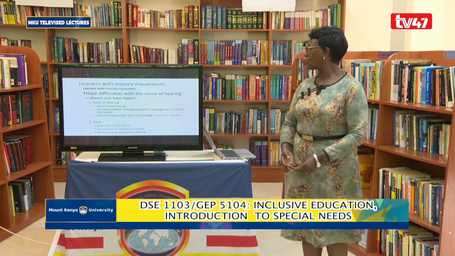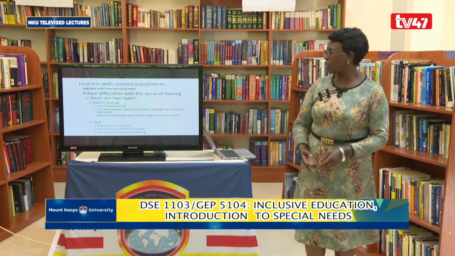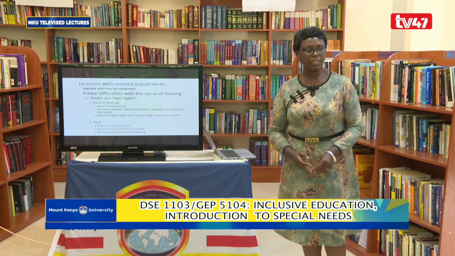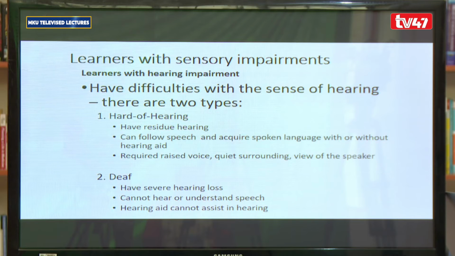that which is expected of every learner. We'll be looking at the learners with sensory impairment, and we'll start with those with hearing impairment. Like I said earlier, there are two types. There are those who can hear a bit, but cannot hear at the normal level of every human being.